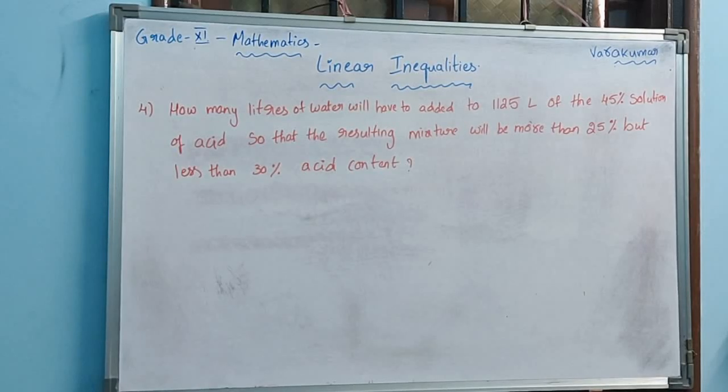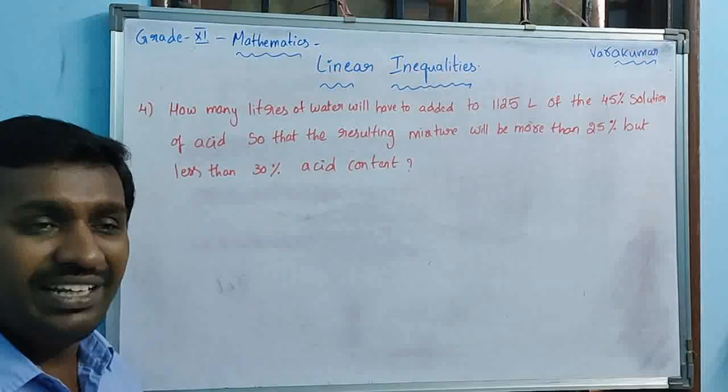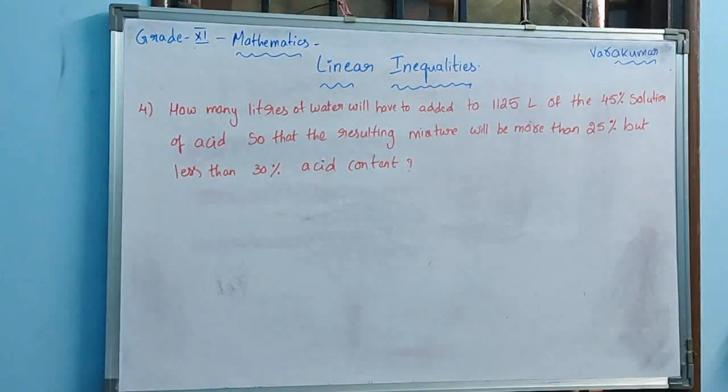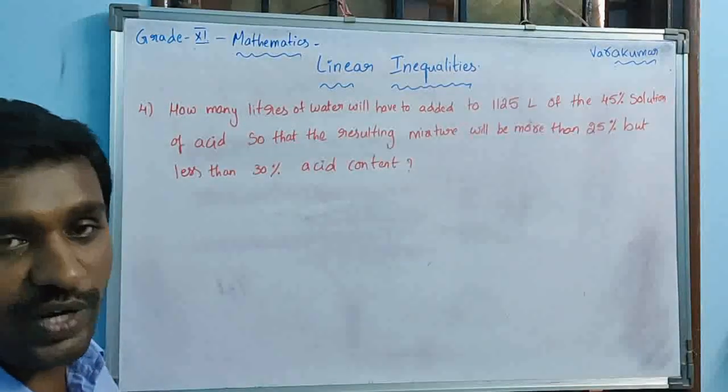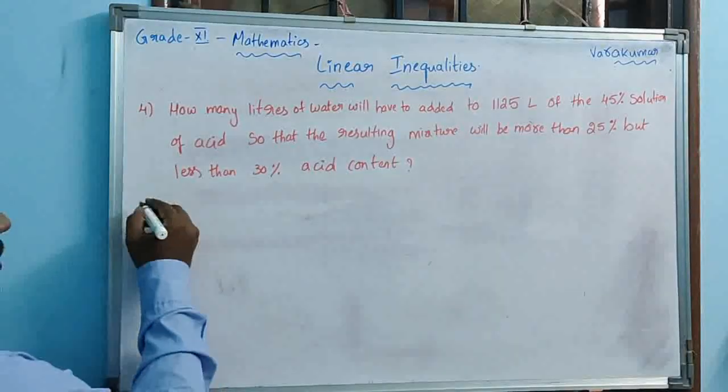Right. Now one more question on the board. If you see, the question says: how many liters of water will have to be added to 1125 liters of the 45% solution of acid so that the resulting mixture will be more than 25% but less than 30% acid content? This problem is also like the previous problem but a little different. It is not very difficult, it is a very easy one. Okay, let us solve that one.